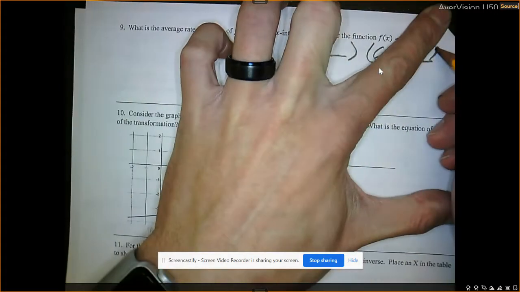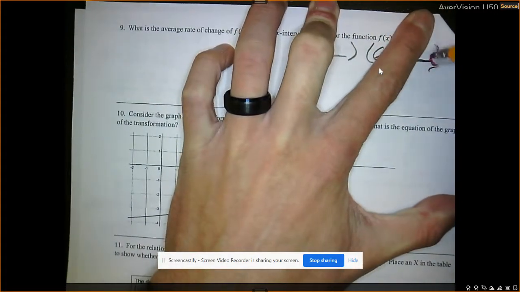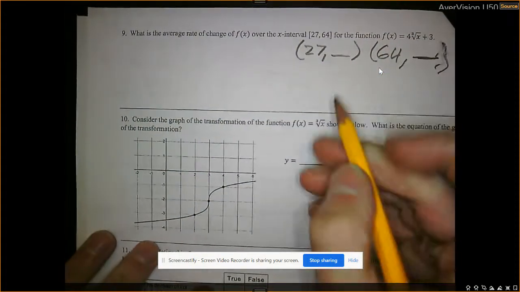Okay, whoa, a staple got in my way there, so I couldn't make my parenthesis, and it's still getting in my way. Wow, okay, that's annoying, but that's okay.